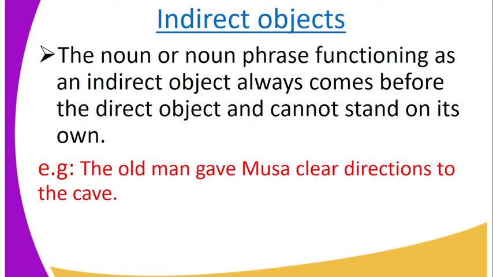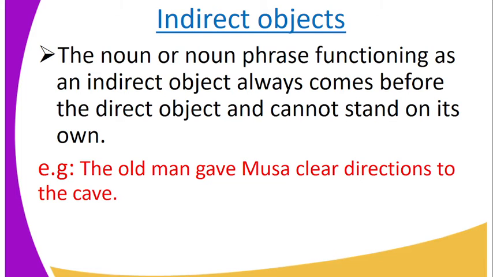Then we have indirect objects. The noun or noun phrase functioning as an indirect object always comes before the direct object and cannot stand on its own. For example, the old man gave Musa clear directions to the cave. You can see that the old man is our subject. Then we have two objects there which are receiving the action of giving. So we have Musa and the directions.